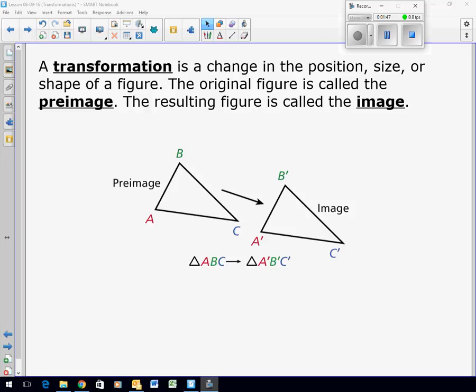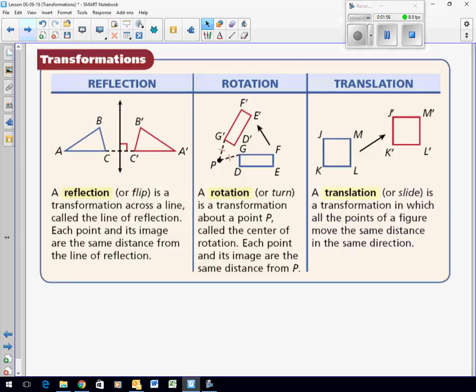Let's just start. Anybody writing this down still? We'll wait on it. All right, guys, the next slide will tell you the three types of transformation we're going to be talking about in this unit. You need to write down everything on this slide.